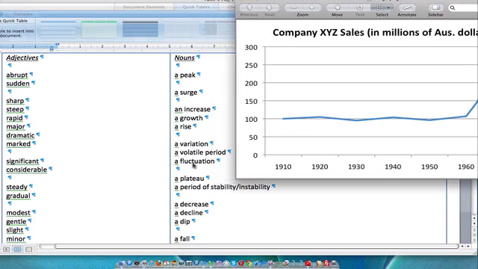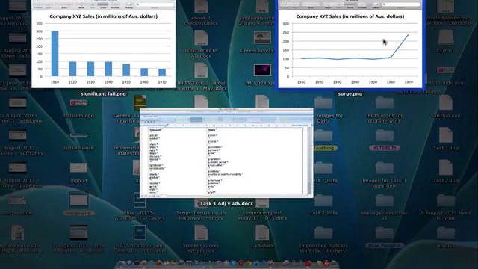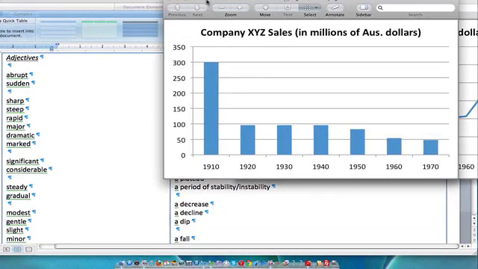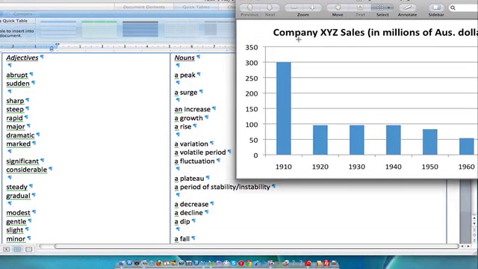A plateau, a period of stability or a period of instability. So a plateau would be, this graph has a fairly accurate picture of a plateau. A plateau is a period when things don't change. So between 1920 and 1940, this is a plateau.